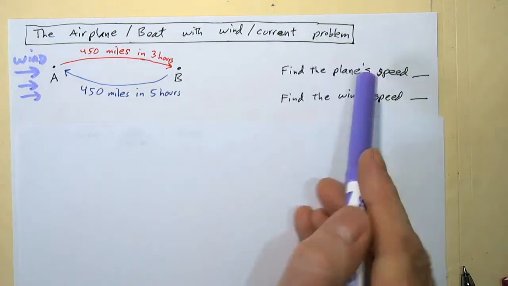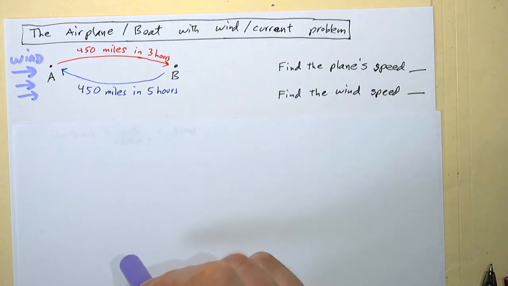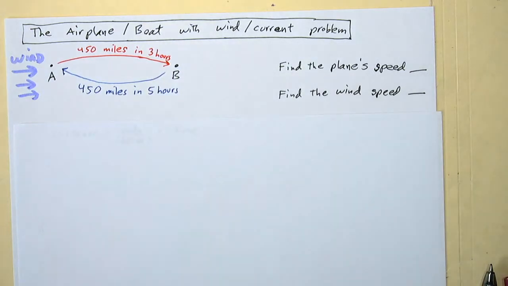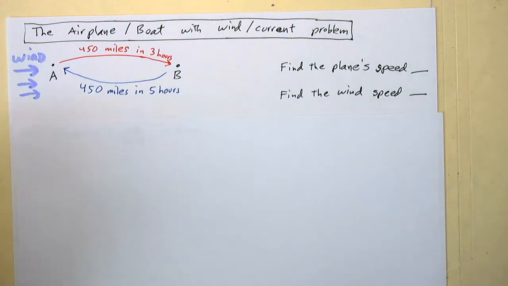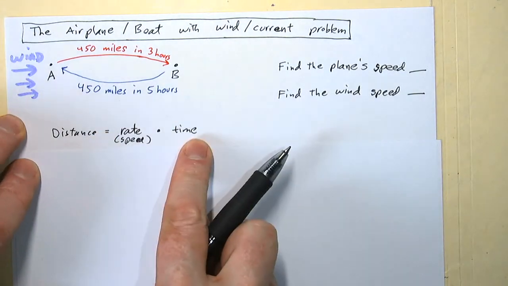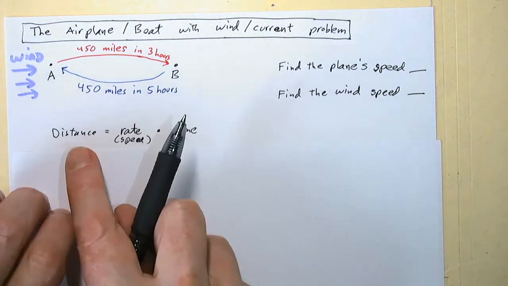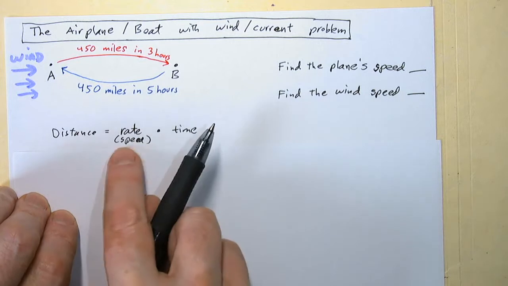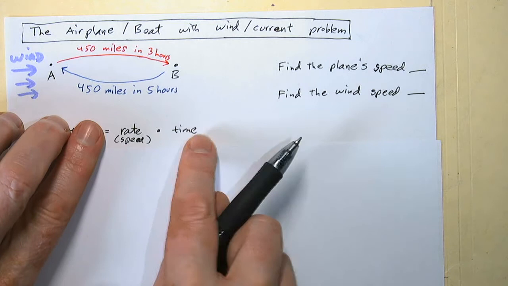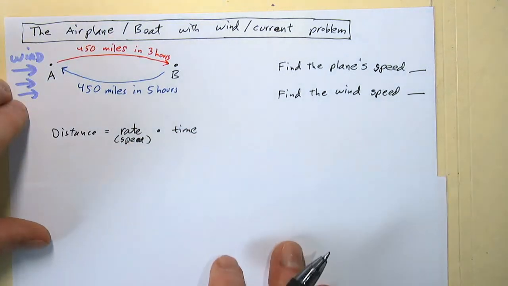So how fast was the plane actually going? And what's the wind speed? How fast is the wind that caused the trip to take 2 hours longer? Okay, so let's start with our basic rule. Distance is rate times time. Whatever your speed is, you multiply it by the time, and you get the distance. Like if you could walk 10 miles an hour and you walk for 2 hours, 10 miles an hour times 2 hours, you'd go 20 miles.